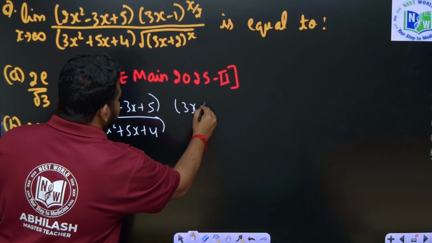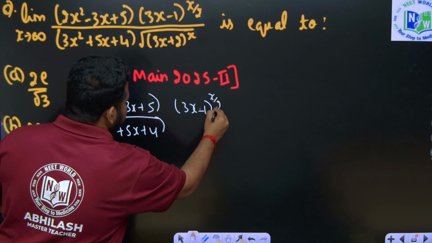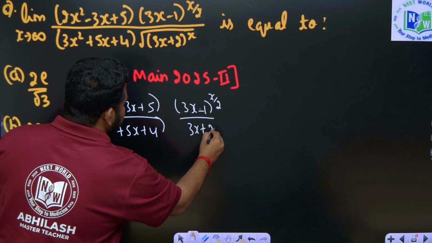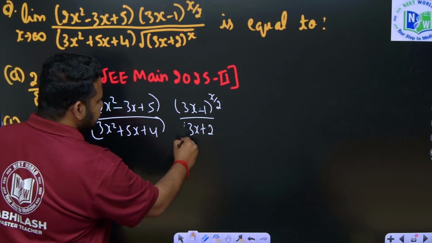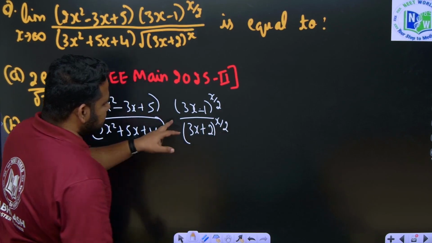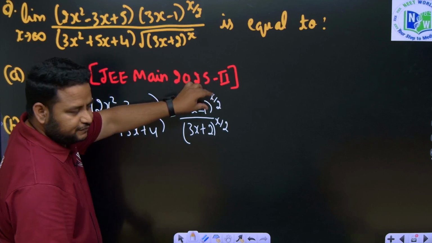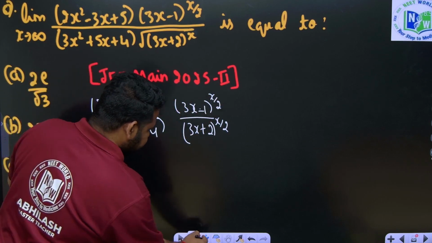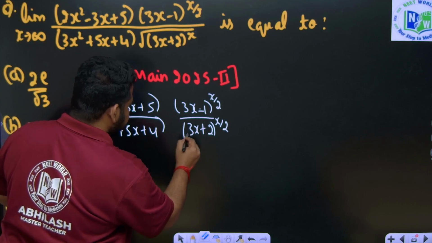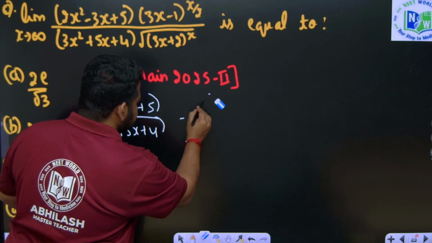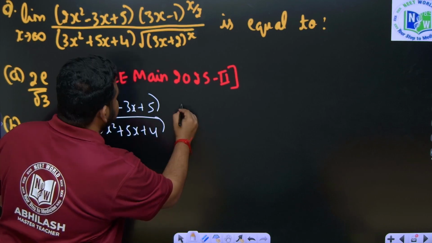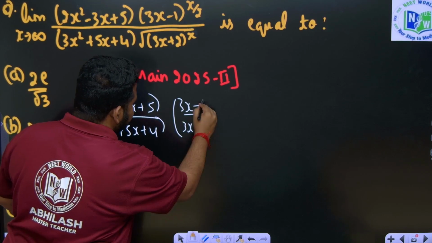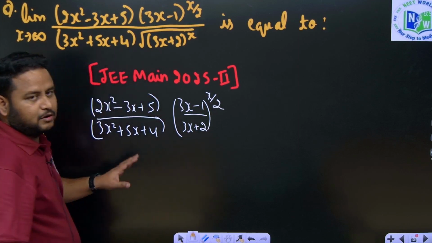(3x − 1) to the power of x by 2, and this also I can write as (3x + 2) to the power of x by 2. So instead of writing (3x − 1) to the power of x by 2 and (3x + 2) to the power of x by 2 separately, I can write the bracket for this whole thing. So this whole thing I can write as ((3x − 1)/(3x + 2)) to the power of x by 2.